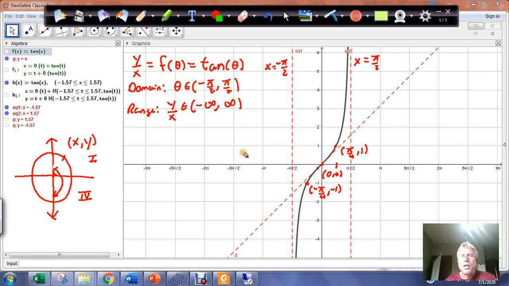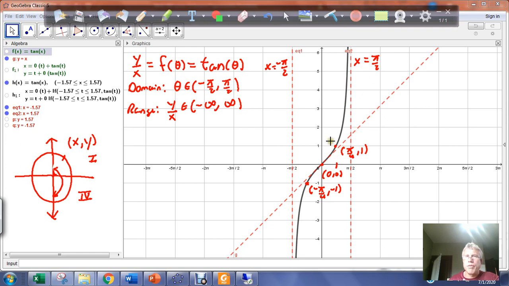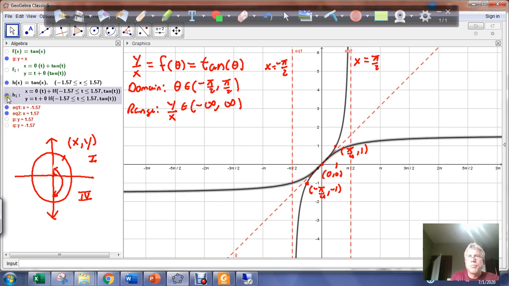So the key is, to get the inverse function, we're going to reflect the tangent function over its restricted domain in the line y equals x. And when we reflect it in the line y equals x, all of these key points get reflected over the line y equals x as well, and the asymptotes get reflected over the line y equals x as well. So I'm going to start by reflecting the tangent function. So there's the reflection of the tangent function right there. That is the inverse tangent function.